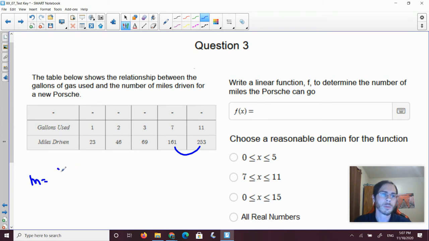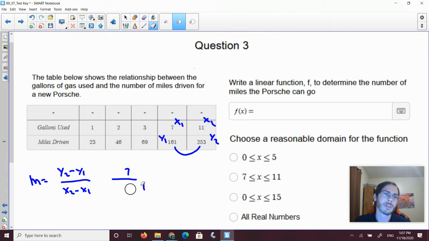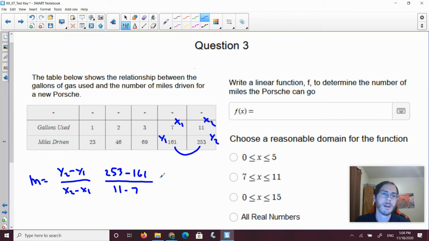So we need the slope. We have to do y2 minus y1 over x2 minus x1. So we're going to call this one x1. This one's x2. Down here we've got y1 and y2. So we've got 11 minus 7 over 253 minus 161. Hey, that's not right. That's the x's and the y's. That's fine. We found the mistake really quickly, so we can quickly change it. 253 minus 161 over 11 minus 7.